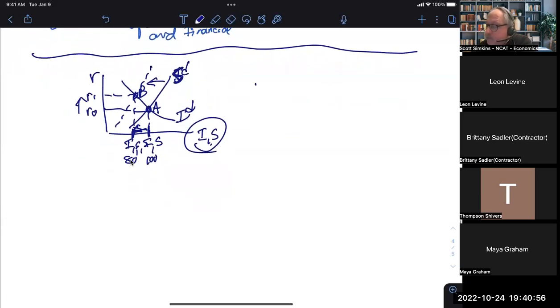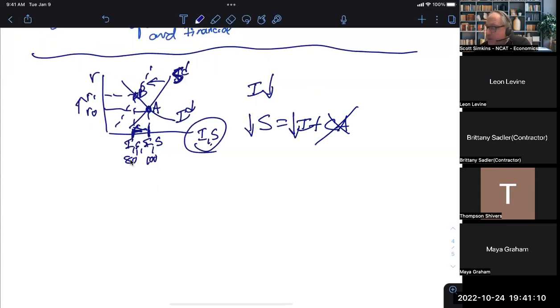So investment went down. Remember, we set up that saving equals investment plus the current account. But in the closed economy, there's no current account. It's zero. So anything that happens on one side has to happen on the other. That's what that graph is showing.